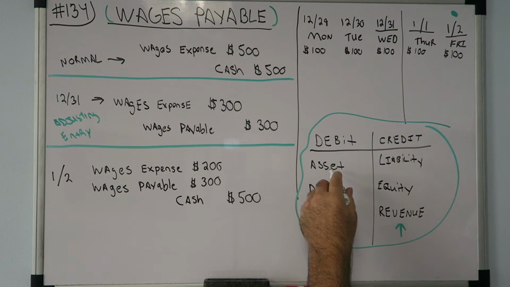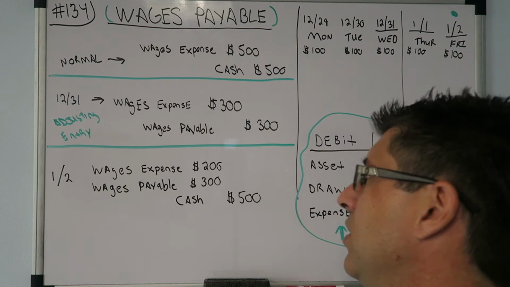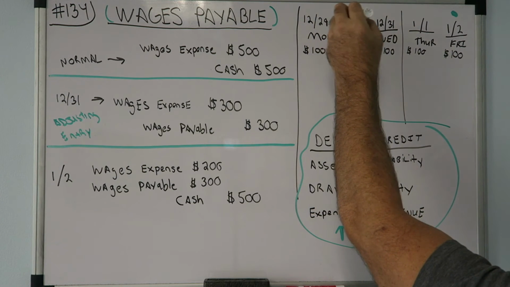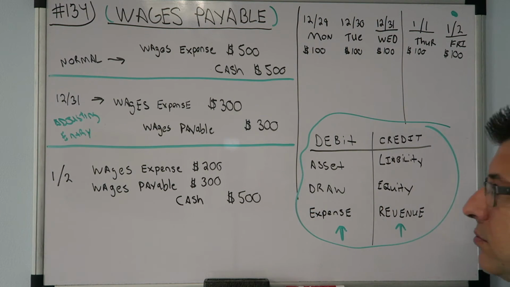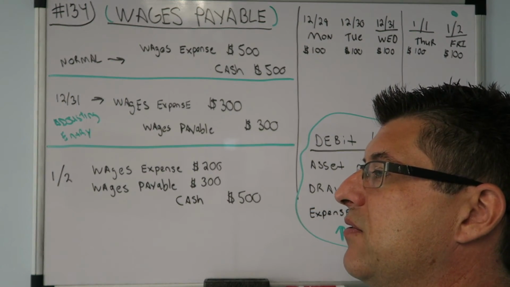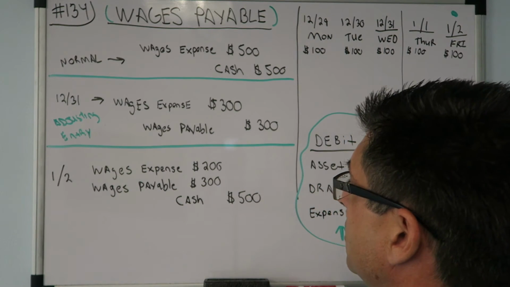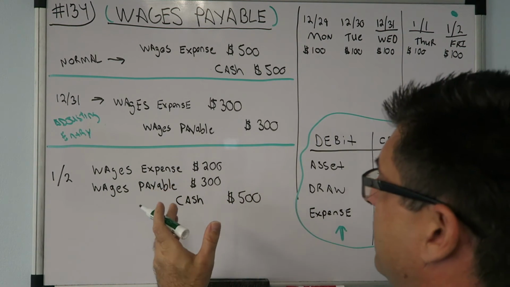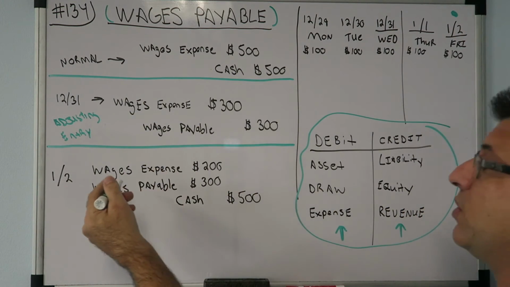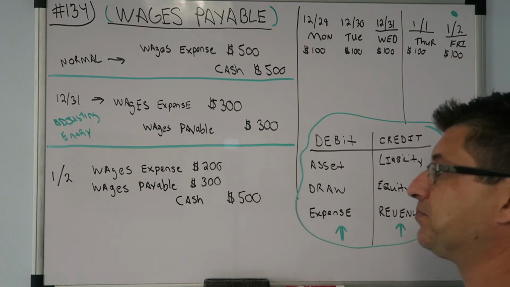If cash is an asset, if an asset is going up, you debit it. If it's decreasing, going down, you credit it. So we credit cash for $500. We already accounted for our wages expense for the first 3 days, Monday, Tuesday, Wednesday, in our 12/31 adjusting entry. So for our wages expense, we have two more days. Out of that $500, we've already done 3 days. Now we have 2 more days at 1-2, so we're going to do wages expense $200. An expense is increasing, so we debit it.